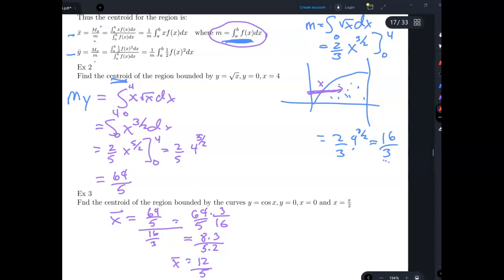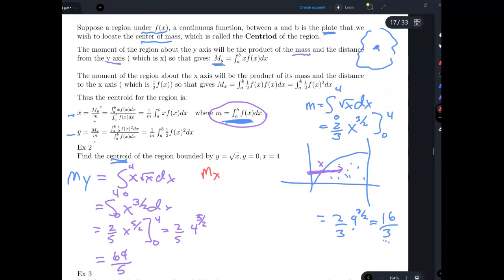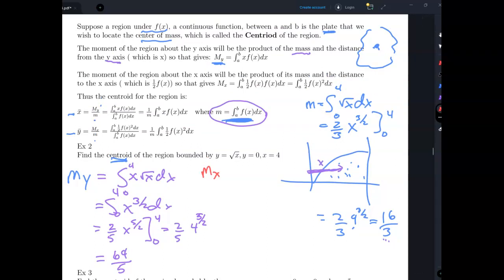Okay, so now let's go look at what the m sub x is going to be. So m sub x up here. So that's going to be the product of the mass times the distance it is away from the x-axis. And so that's going to be here. And we're going to want to find that center. And so I'm going to take half of f of x. So if this was the whole region, all the way up to the f of x, I want to go half of that. So that's where that comes from.